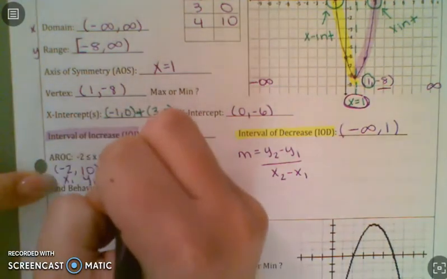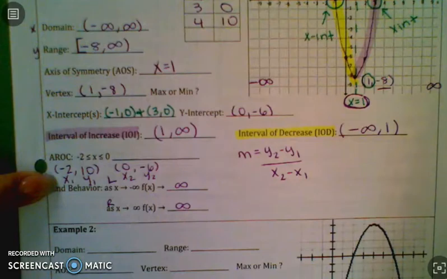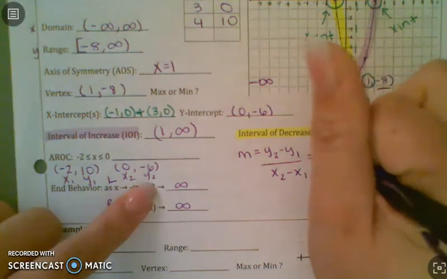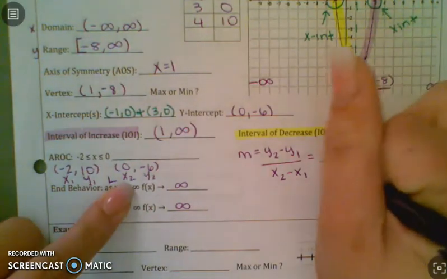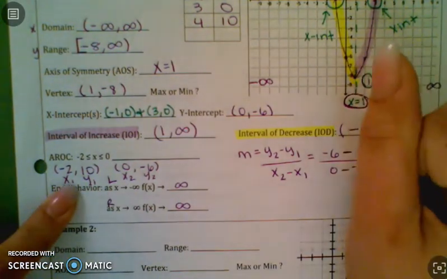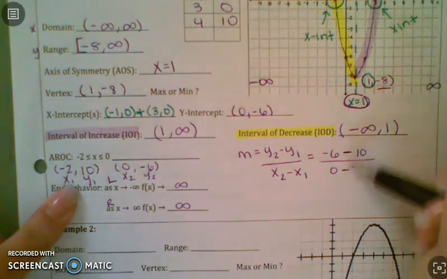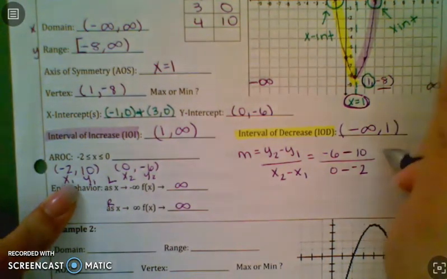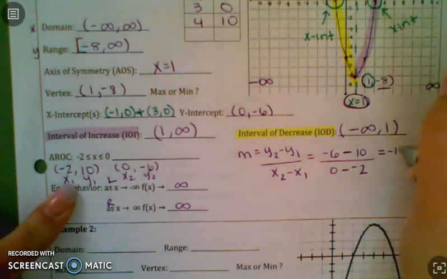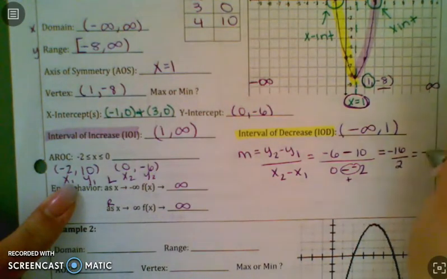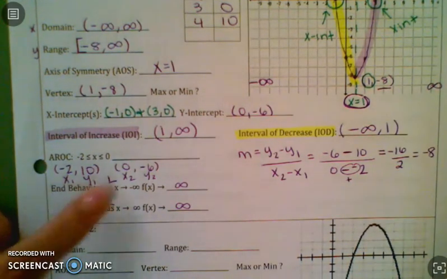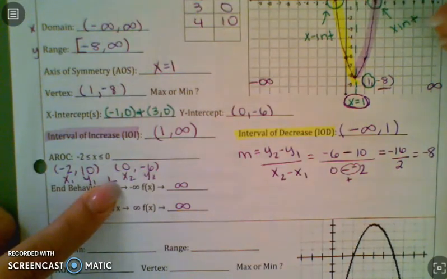x1, y1, x2, y2. Let's go ahead and plug in. y2 is -6 minus y1 is 10, over x2 is 0 minus x1 is -2. So don't forget it's always minus in between. You have to bring those over. So this ends up being -16 over, that becomes plus 2. So my average rate of change from -2 to 0, from about here, is -8.